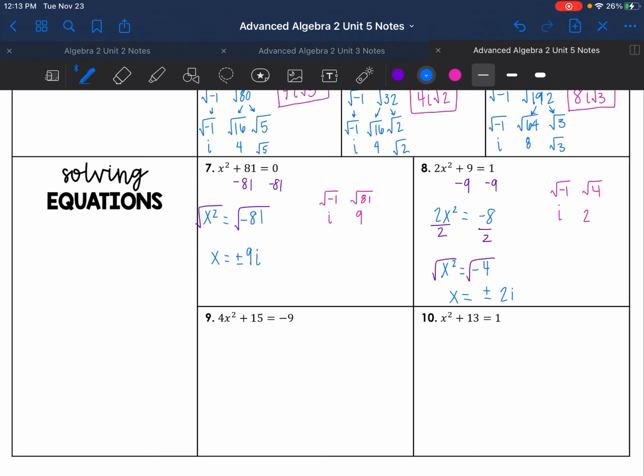Okay. Number 9. We subtract 15 from both sides. And we get 4x squared equals negative 24. And then we divide by 4. And we get x squared equals negative 6.